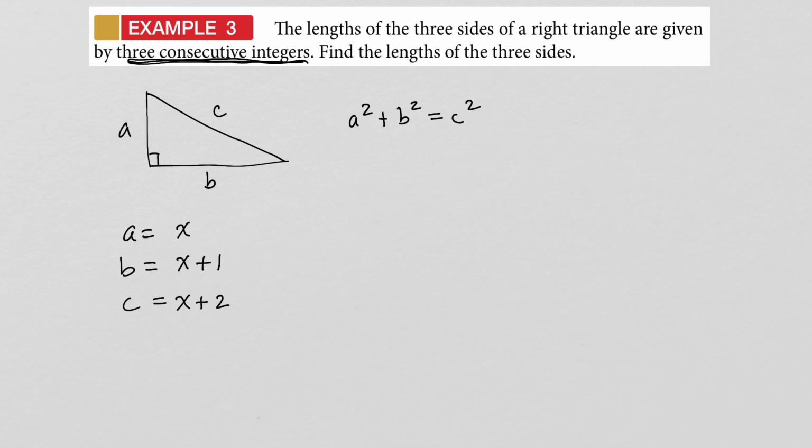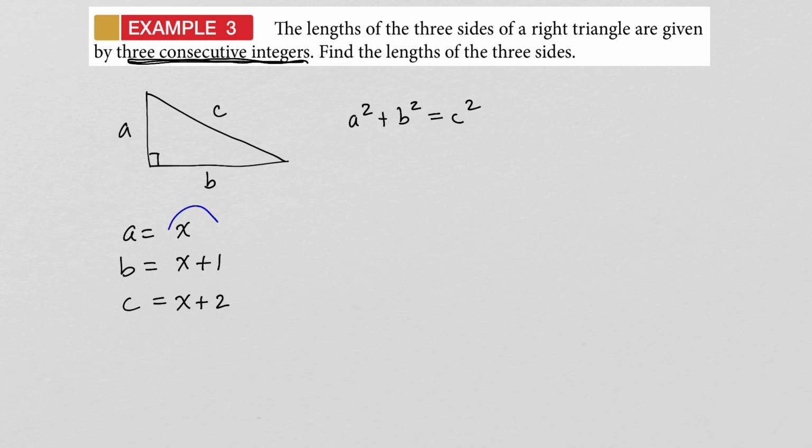And full disclosure here, C we know has to be the longest because C is the hypotenuse here. C has to be bigger than A and B. So however I define these, I know C has to be the largest one. Okay, it doesn't really matter what we call A and B here. We could switch these, but C has to be the biggest. So I've defined a variable that represents each of the three sides of the triangle by using that variable.